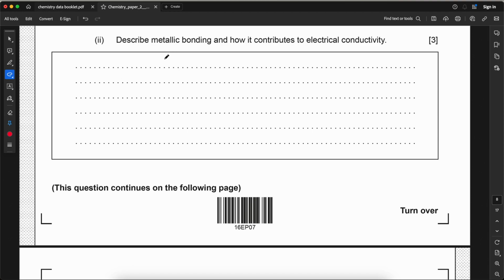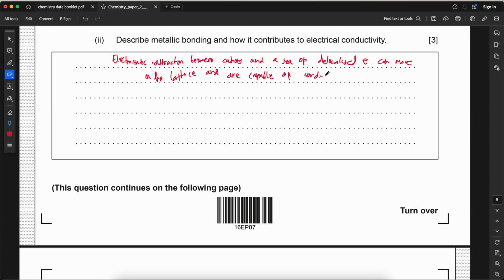Describe metallic bonding and how it contributes to electrical conductivity. Electrostatic attraction between cations and a sea of delocalized electrons. The electrons can move in the lattice and are capable of conducting charge.